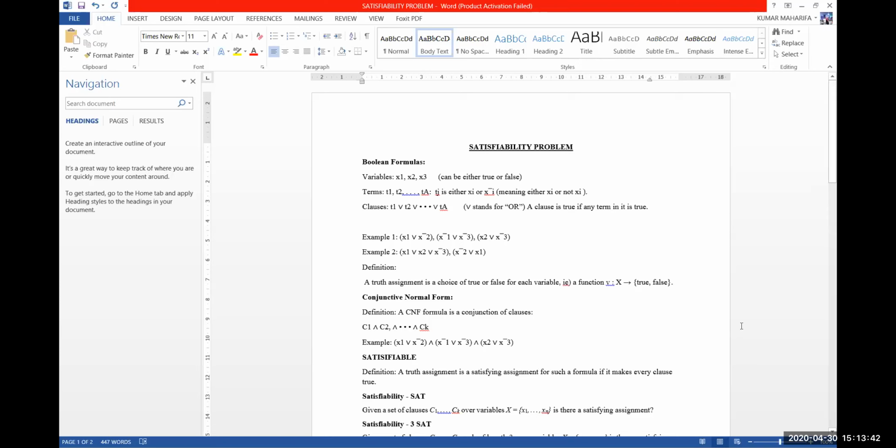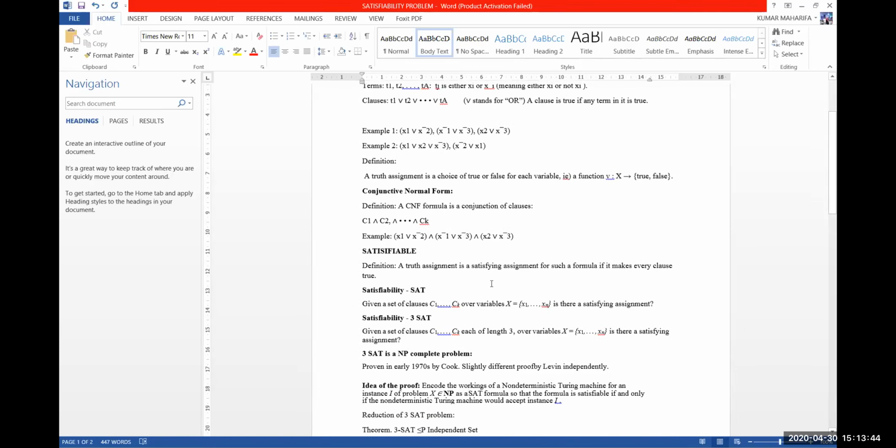And now satisfiability. Given a set of clauses C1 up to CK over the variables x1 up to xn, is there a satisfying assignment or not? If you have a satisfying assignment, then those clauses are called satisfiable clauses. That's it. Okay. And now what is the difference between simple SAT and 3-SAT?